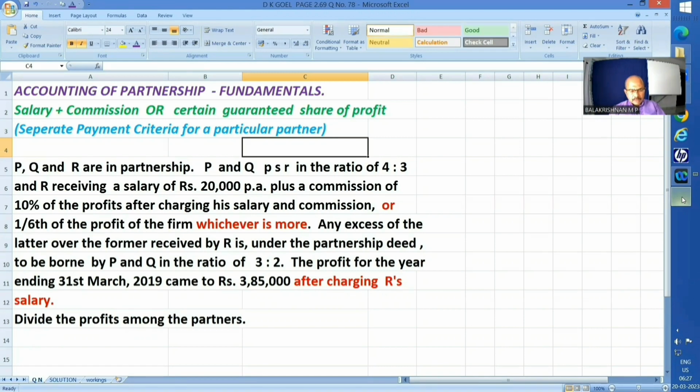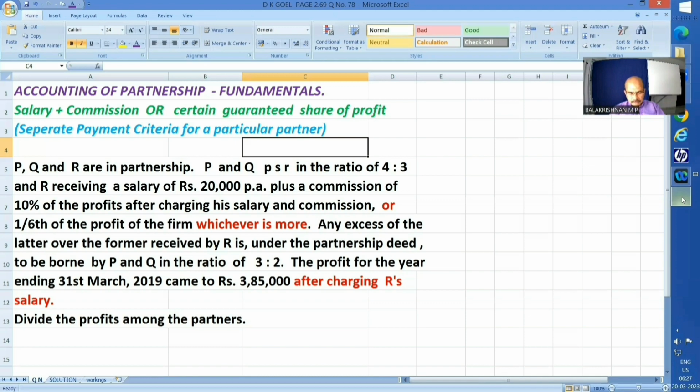P, Q, and R are in partnership. P and Q share profits in the ratio of 4:3, and R receives a salary of rupees 20,000 per annum plus a commission of 10% of the profits after charging his salary and commission, or 1/6 of the profit of the firm, whichever is more. Any excess of the latter over the former received by R is under the partnership deed to be borne by P and Q in the ratio of 3:2.